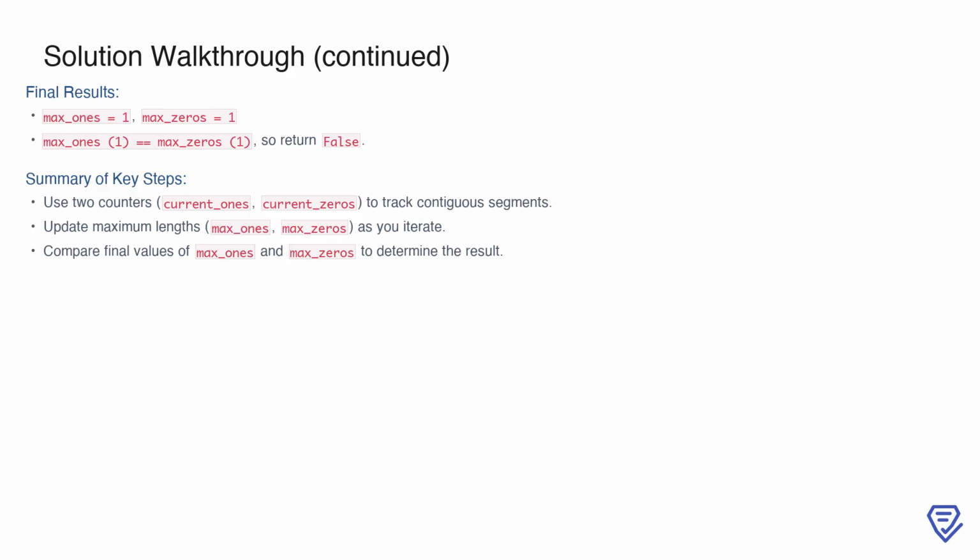function returns false. To summarize the approach, we use two counters, current_ones and current_zeros, to track the lengths of contiguous segments of ones and zeros as we iterate through the string. We update the maximum lengths, max_ones and max_zeros, whenever we finish a segment. Finally, we compare max_ones and max_zeros to determine the result. This method ensures that we efficiently solve the problem in a single pass through the string.